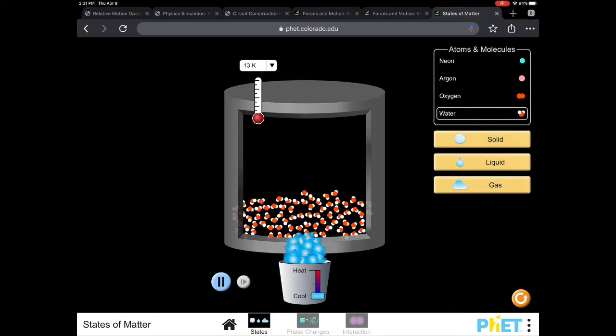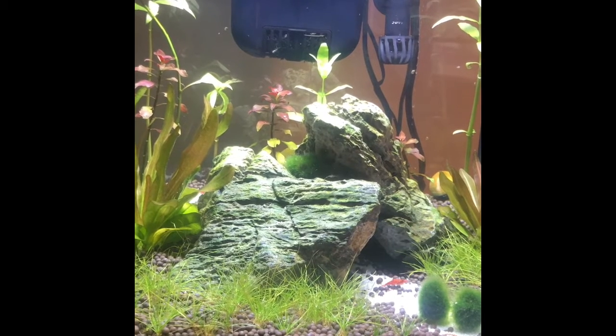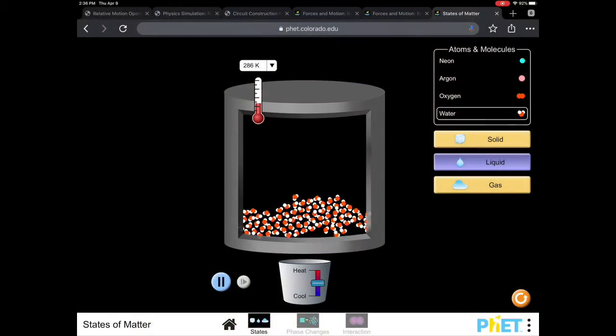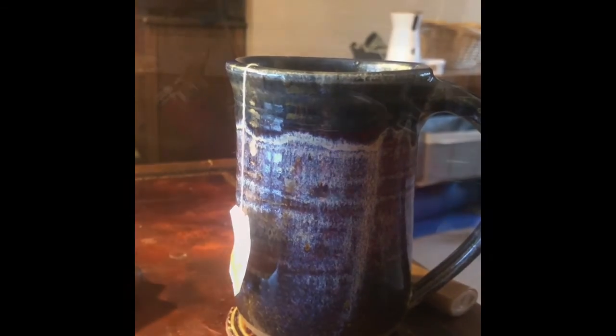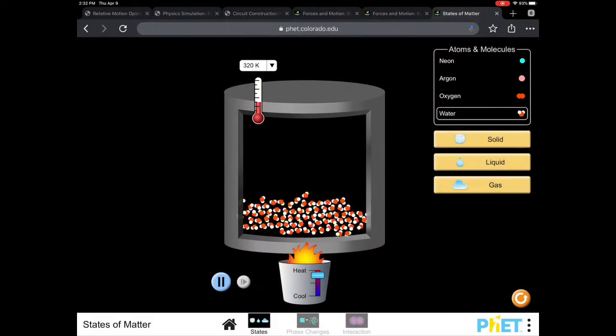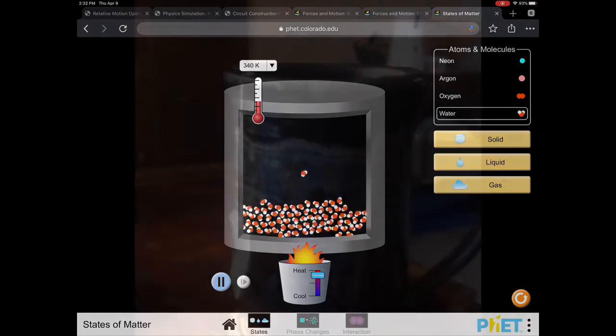See, in the cold ice water, the molecules move very slowly. Here's my fish tank. My fish tank's at room temperature, and when we look at the molecules inside the fish tank, we see that these molecules at room temperature are moving significantly faster than those in the cup of ice. Now here's a cup of tea that I just poured from my teapot. The molecules in both of these are moving quite fast right now.